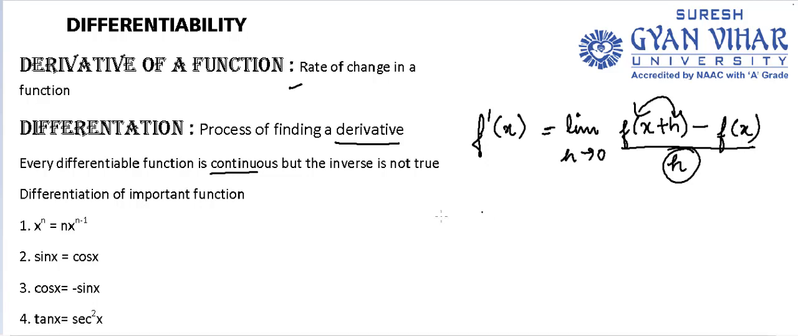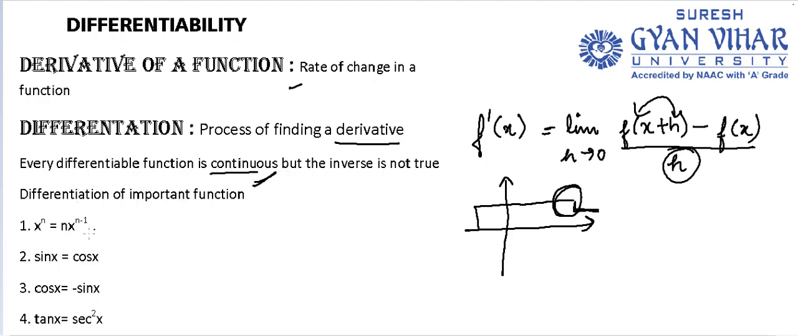For example, if we take a function which is represented as this, at this point it is discontinuous because it's changing itself from this. So here there will be a rate of change because the function is changing itself. So it is not necessary that all continuous functions are differentiable, but all differentiable functions are continuous.